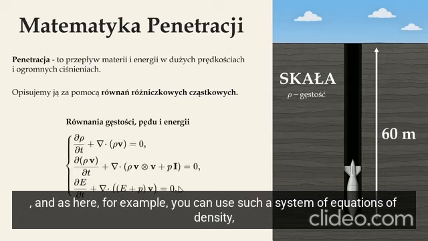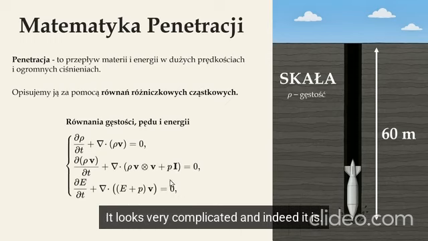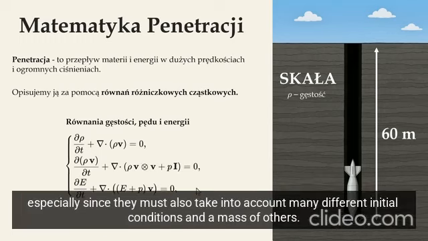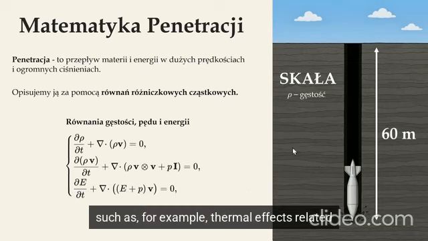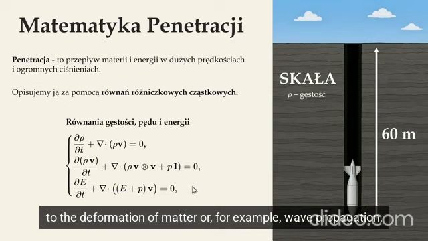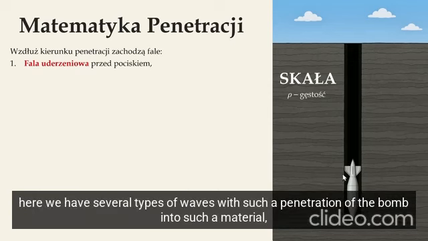And as here, for example, you can use such a system of equations of density, momentum, and energy. It looks very complicated, and indeed it is. Often these problems are not easy to solve, especially since they must also take into account many different initial conditions and a mass of others, such as, for example, thermal effects related to the deformation of matter, or, for example, wave propagation. Here we have several types of waves with such a penetration of the bomb into such a material.